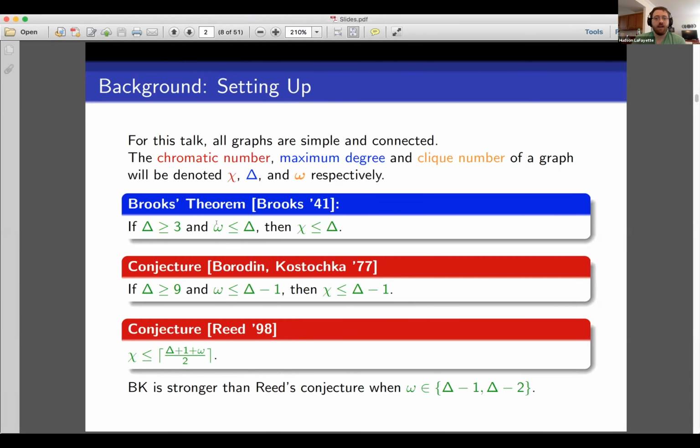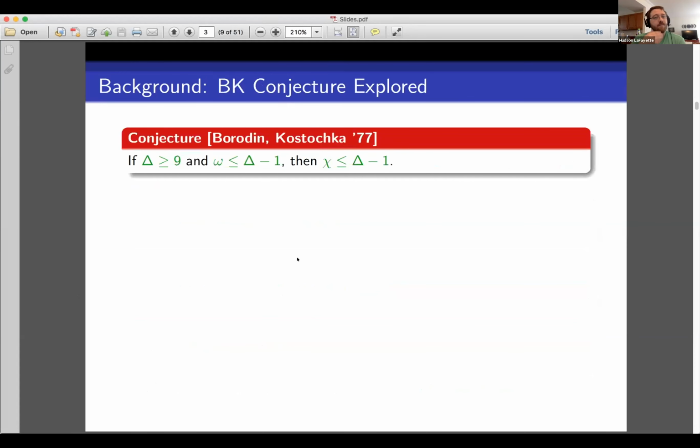And so in this talk, we got a paper that proved Reed's conjecture for P5 gem-free graphs. And they had a structure theorem, and we used it to prove it for the Borodin and Kostochka conjecture. So it's just a slight improvement in certain scenarios. Again, here's the conjecture, so you don't have to memorize it.